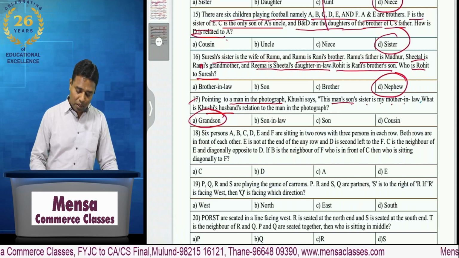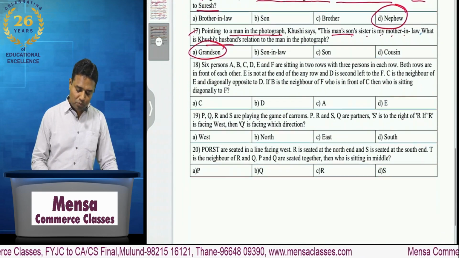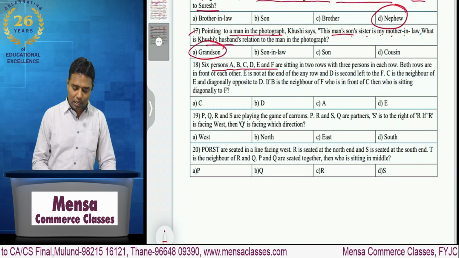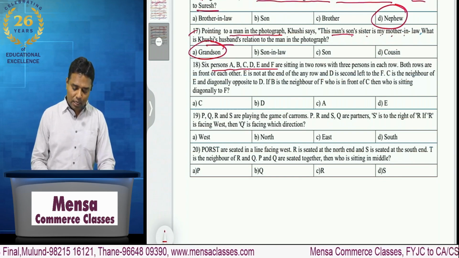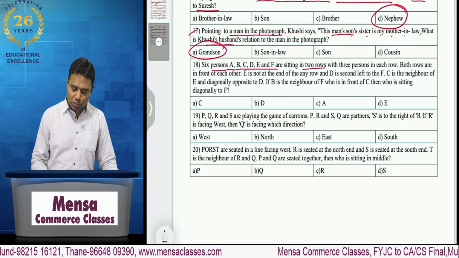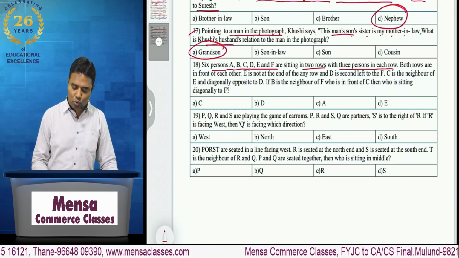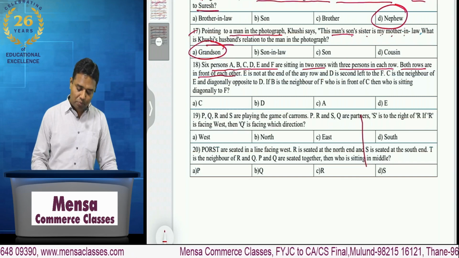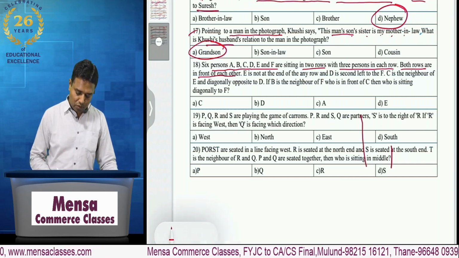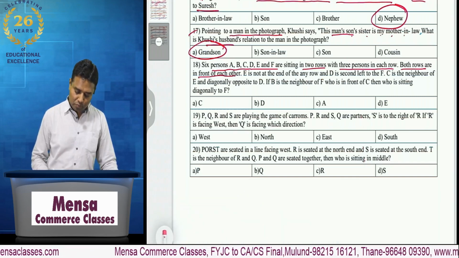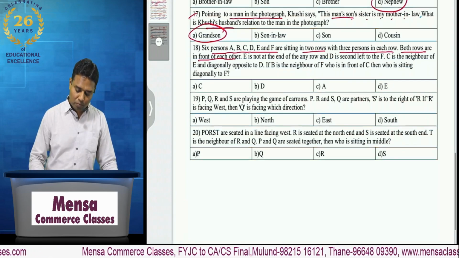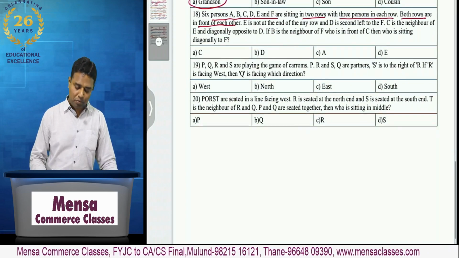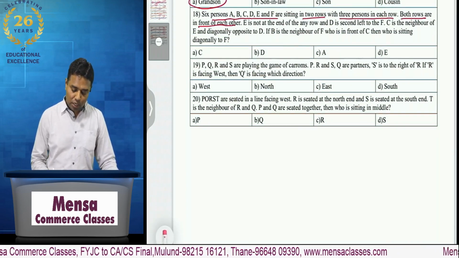Next, the 18th one. Six persons A, B, C, D, E and F are sitting in two rows with three persons in each row. Both the rows are in front of each other. Let us see if we can draw it here, so it will be easy for you to understand. So there are two rows.